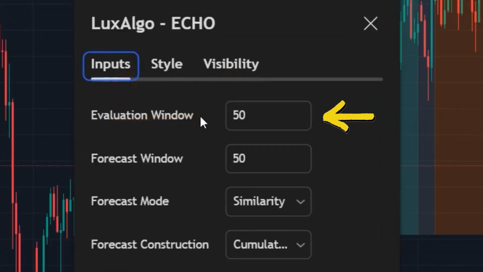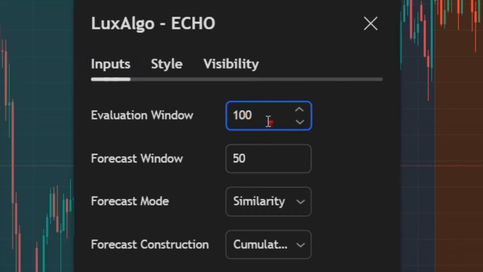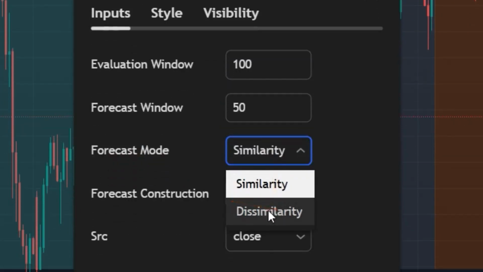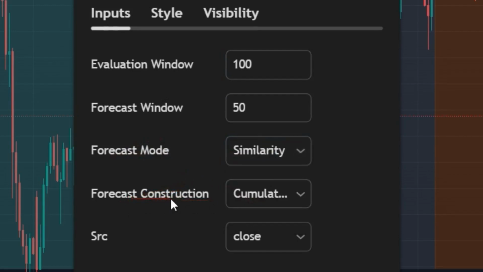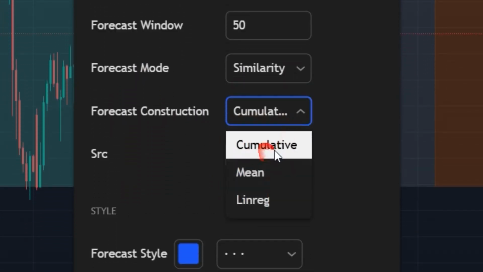Evaluation window determines how much past data the indicator analyzes for prediction. A higher value means more data processing for better accuracy. Forecast window defines how far into the future the indicator predicts price movements. Forecast mode determines whether predictions are based on similarities or differences in past price patterns. Forecast construction helps us understand how these forecasts are built.